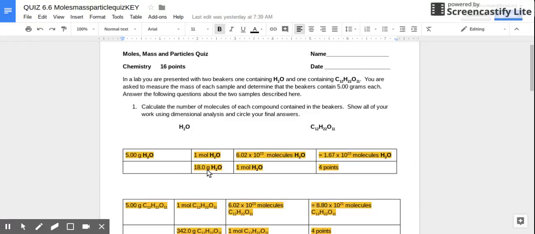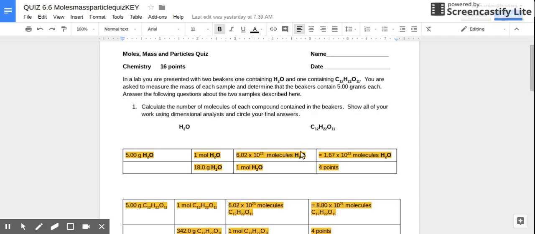Your number for the molar mass might be slightly different depending on how you rounded, but it should be somewhere around 18. And then again, your setup for the dimensional analysis here, there's always 6.02 times 10 to the 23rd molecules in a mole of anything. And then when you do all those calculations, you should end up somewhere in the ballpark of 1.67 times 10 to the 23rd molecules of H2O. The number should make sense. If 1 mole is 18 grams and we have 5 grams, we should have about a third as much, right? Because 5 is roughly a third of 18, somewhere in between there. And we ended up with about a third of a mole, all right?